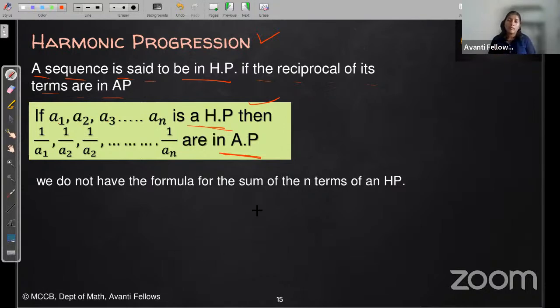We do not have a formula for the sum of the n terms of HP. It's quite difficult to compute, if we don't have any pattern, common difference or common ratio here. So is it clear to you on what HP is? Any doubt in the HP? If there is no doubt, we'll go to the next one.